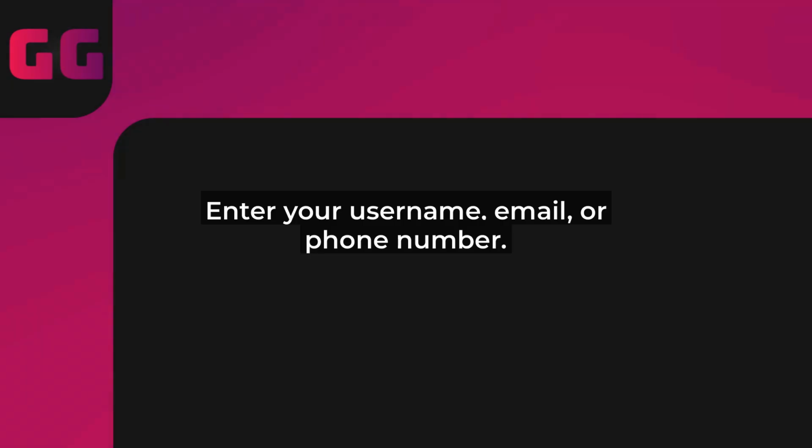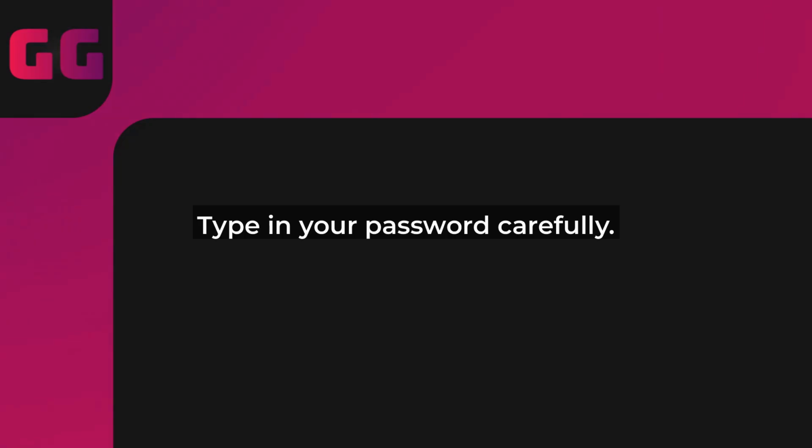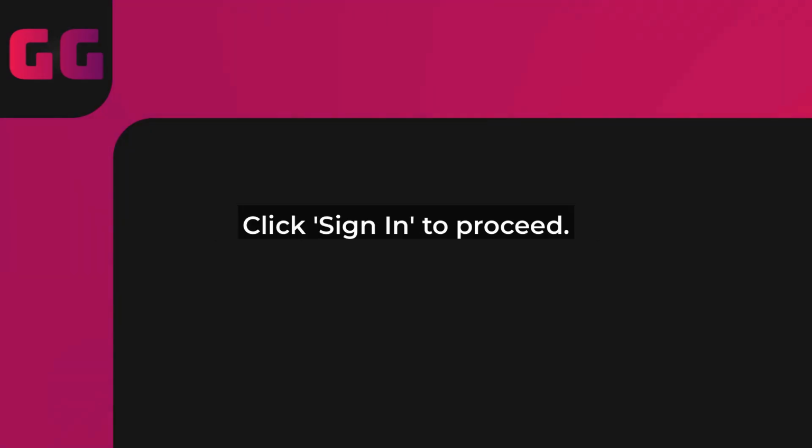Once you're on the login page, you'll need to enter your credentials. Start by typing in your username, email address, or phone number, whichever you used when you created your account. Twitter makes this flexible, so don't worry if you forget which one you picked. Next, enter your password in the designated field. Remember, passwords are case sensitive, so double check for any caps or special characters. After that, hit the Sign In button.